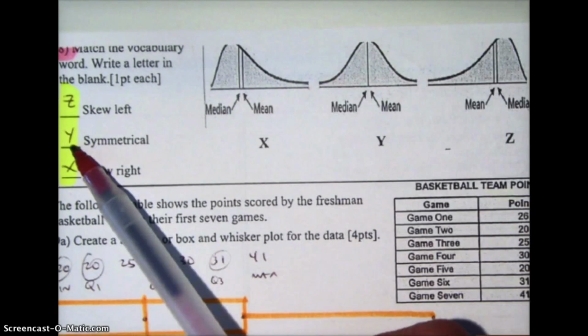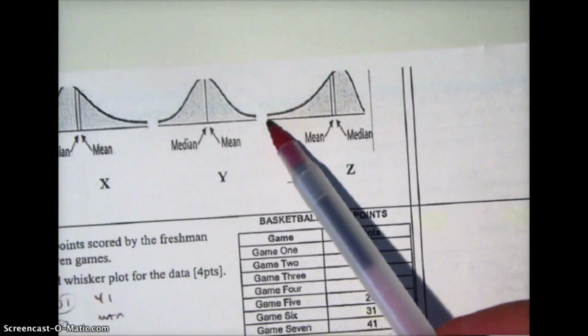And over here for Z, again, there is no data to the left. That's called skewed left. All your data is to the right. Also, another way of saying it is that it's skewed left because over here there's an outlier on the left. Okay?